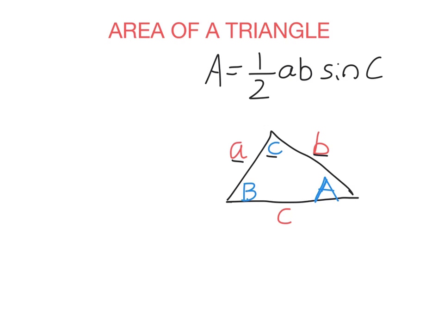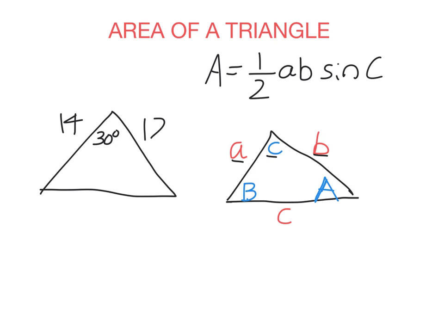So let's do an example. Let's say I have a triangle like this, and I am told that this angle here is 30 degrees. I'm told that this side here is 14 units, and the other side is 12, and this side is something like 9, whatever.